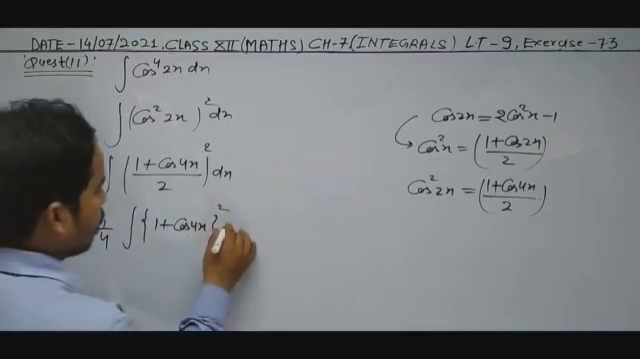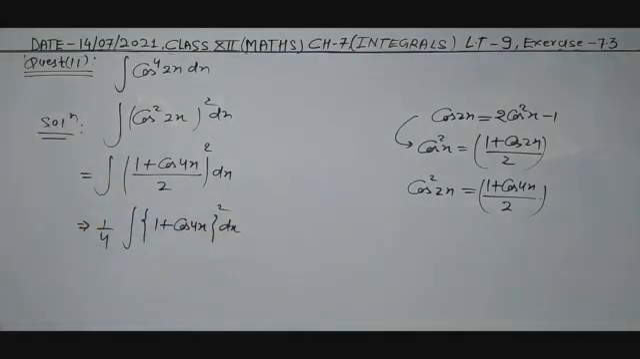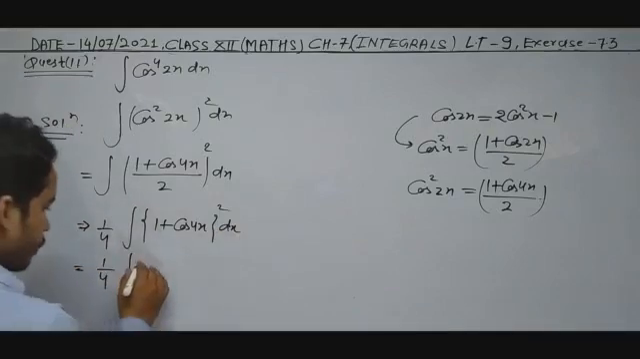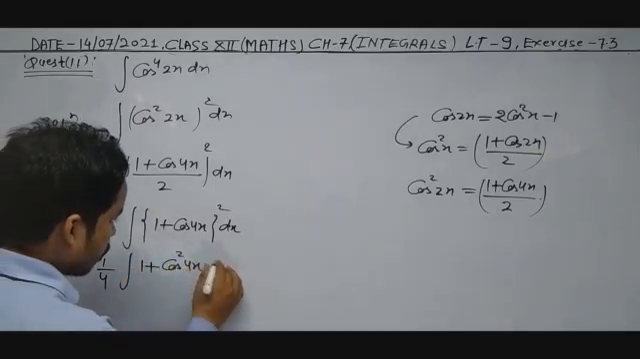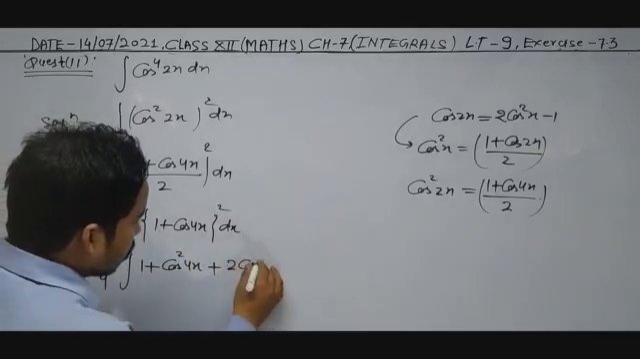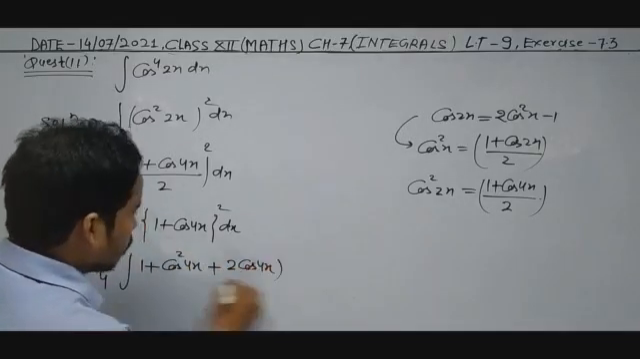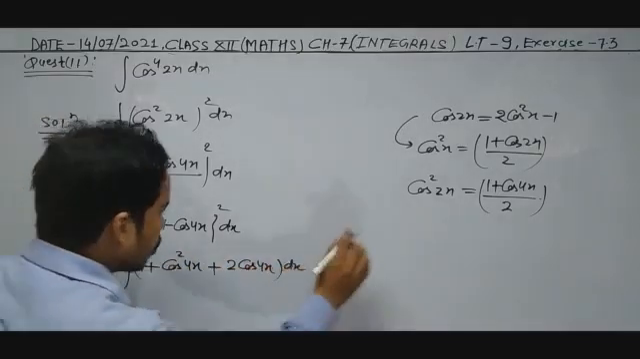1 plus cos 4x whole square dx. And now you can expand 1 by 4 integration over 1 plus cos square 4x plus 2 times cos 4x dx.